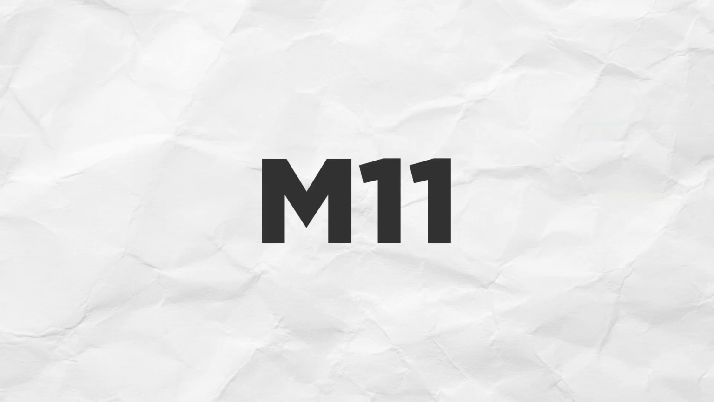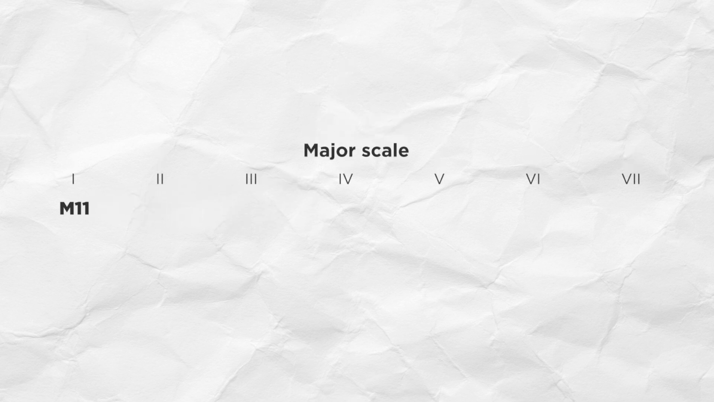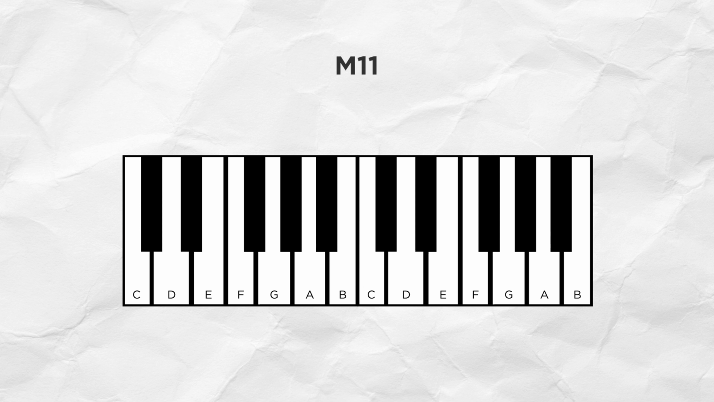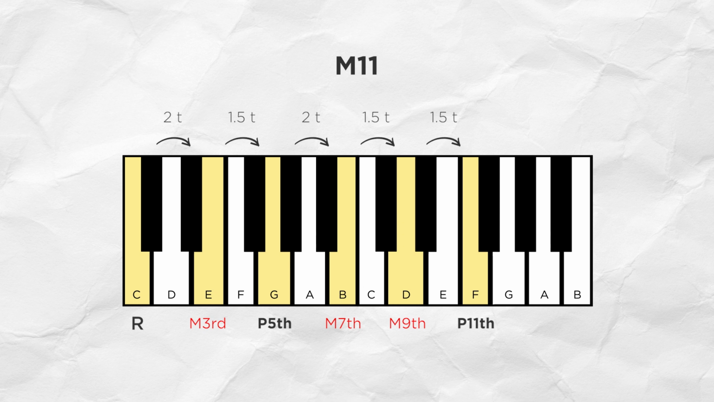Let's start with the major 11th chord. It's the chord you can find on the major scale on the 1st degree, meaning if you start building the chord from the first note of the scale. So it will be made of a root note, a major third, a perfect fifth, a major 7th, a major 9th, and a perfect 11th. So this is a major 11th chord, and right now it's pretty dissonant. We'll see how to fix that in a minute, but for now, the minor 11th chord.